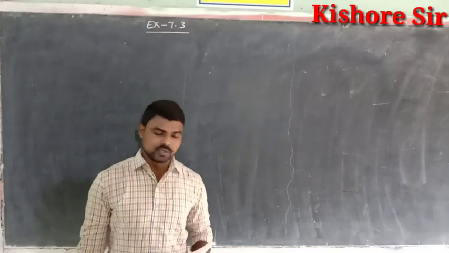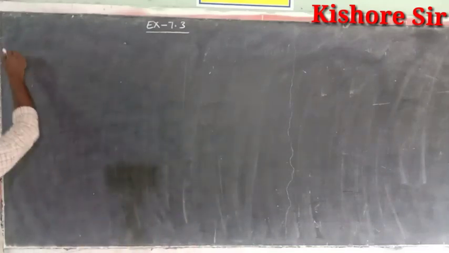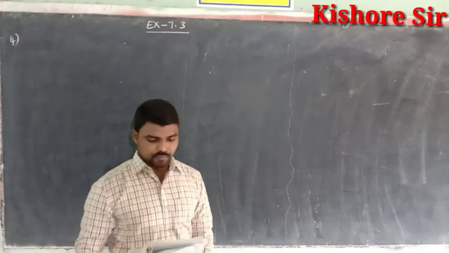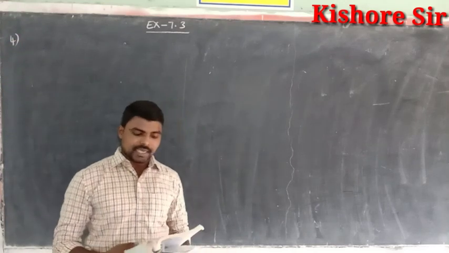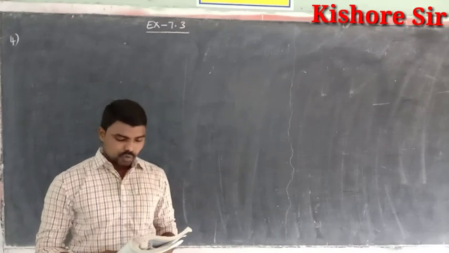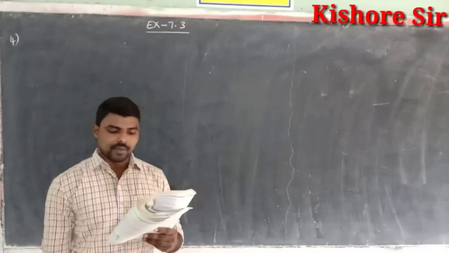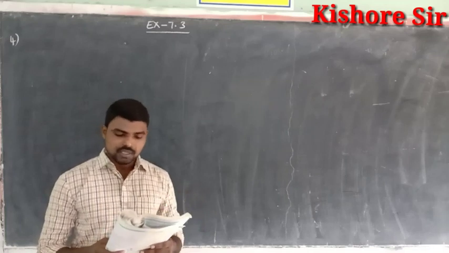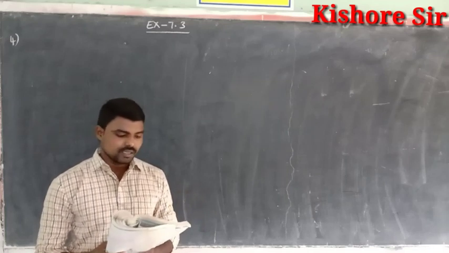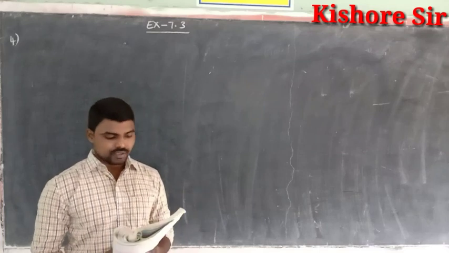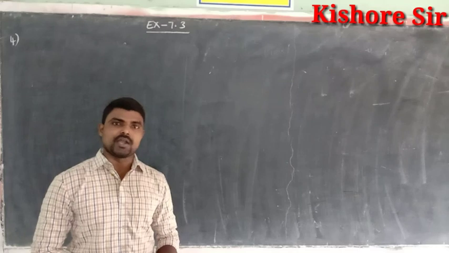Problem number 4. In exercise 7.3, problem number 4. Find the area of the quadrilateral whose vertices taken in order are (-4, -2), (-3, -5), (3, -2) and (2, 3). Find the area of the quadrilateral.